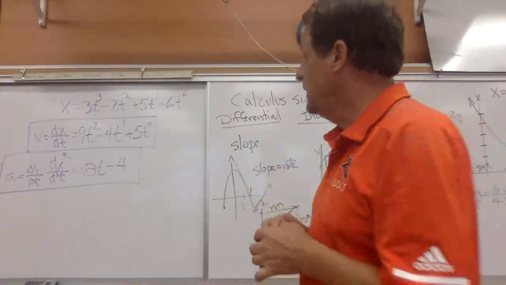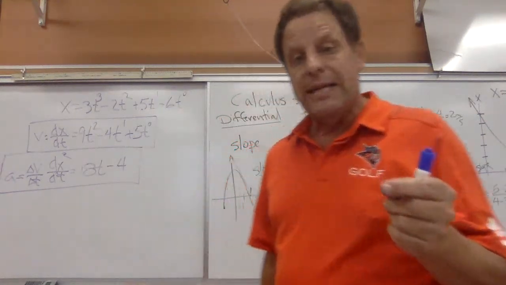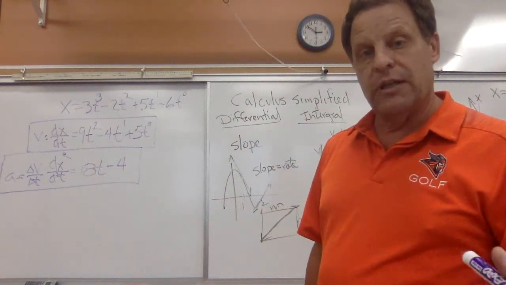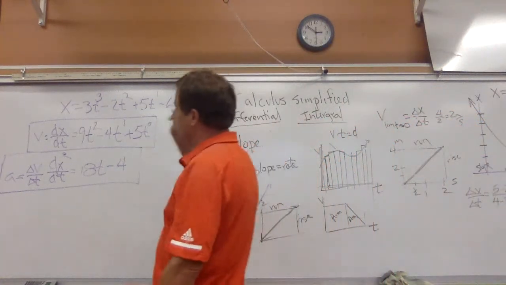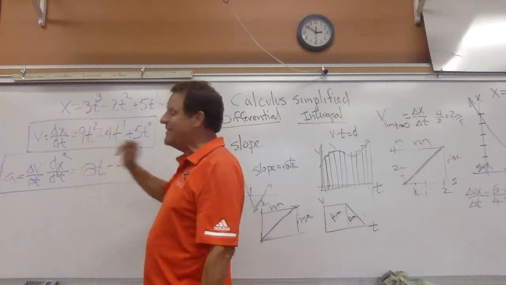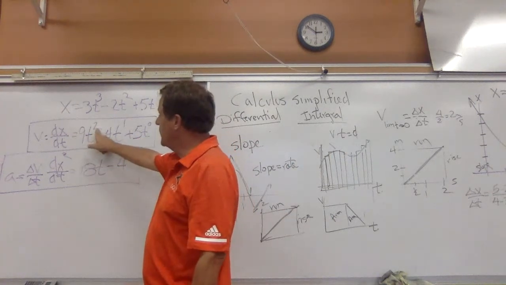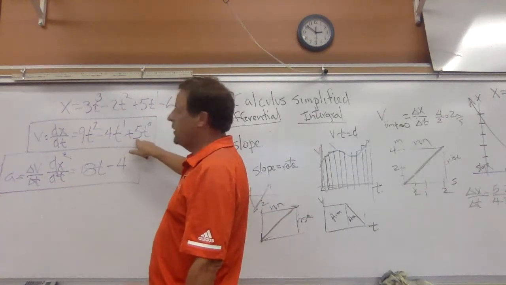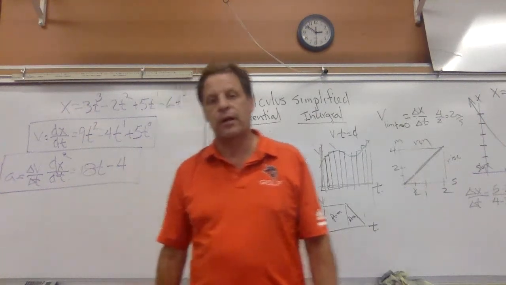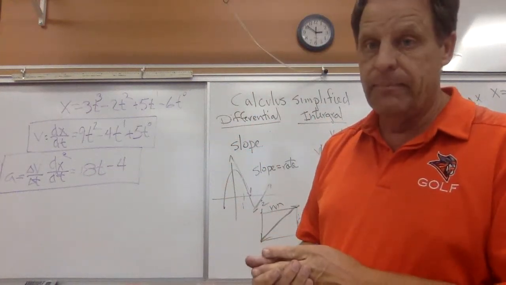And now, if we wanted to know the speed at any particular time, if this was our equation, we could put in, for example, 1. What is the speed at 1 second? We would say 1 squared is 1 times 9. So we'd have 9 minus 4 plus 5. And our velocity at 1 second would be 10.